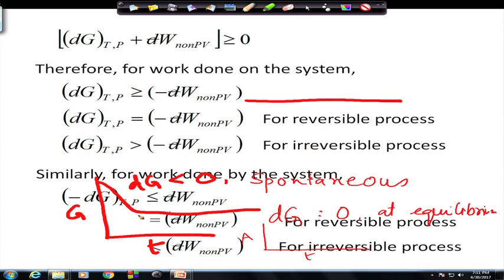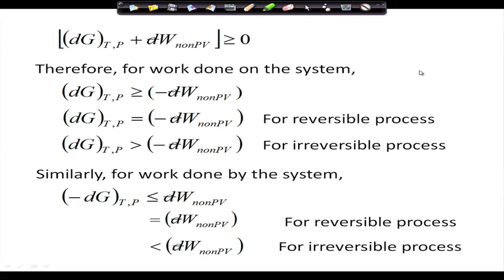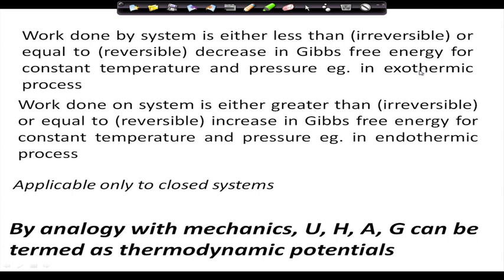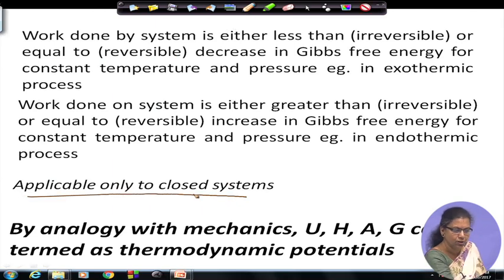Or in a nutshell, we can say that the work done by a system is either less than or equal to the decrease in Gibbs free energy for constant temperature and pressure conditions, for example, in an exothermic process, and the work done on the system is either greater than or equal to the increase in Gibbs free energy for constant temperature and pressure, for example, in an endothermic process. It is important to remember that this is applicable only to a closed system.